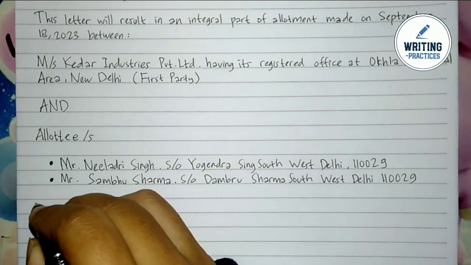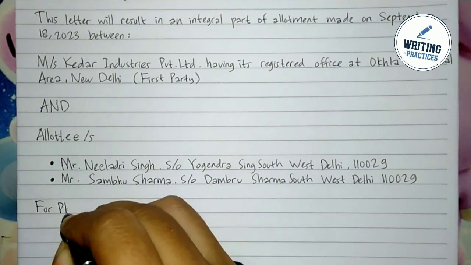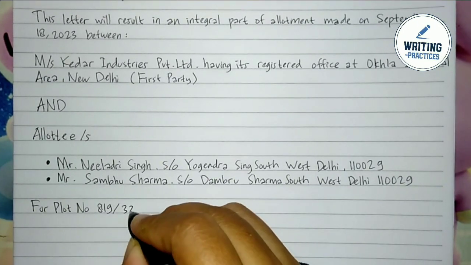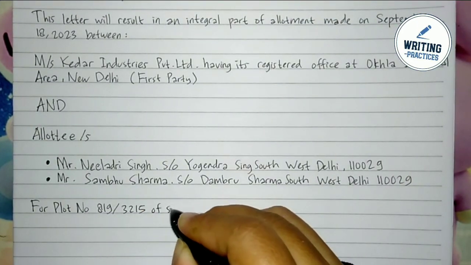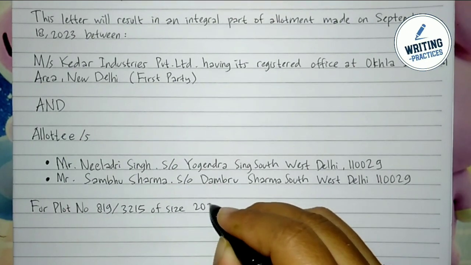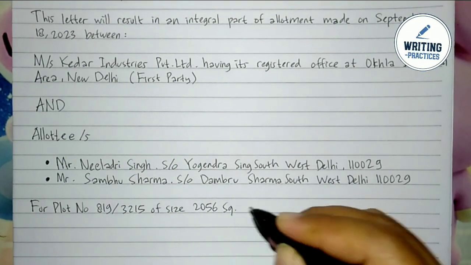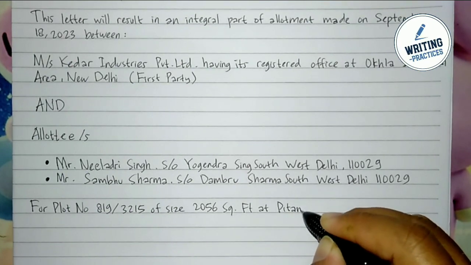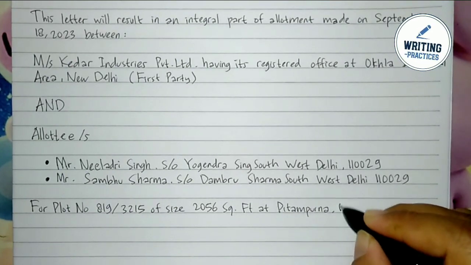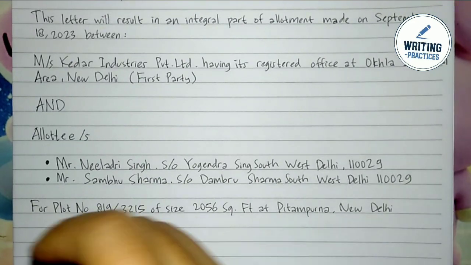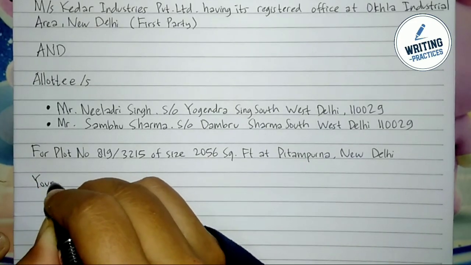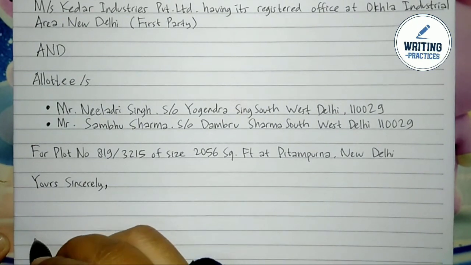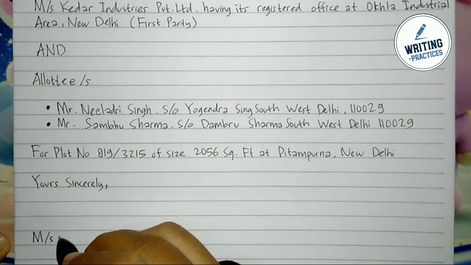And in the last paragraph, write the property details. Write for which property this allotment is for. You have to mention the number, the size, and the location like the city and state. And finally, close the letter with yours sincerely or best regards. Add your signature. And write your name as well as your company name.